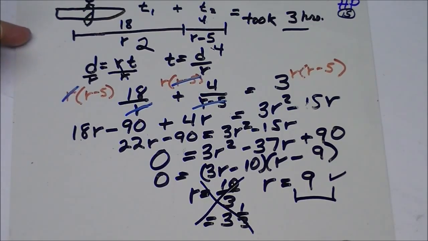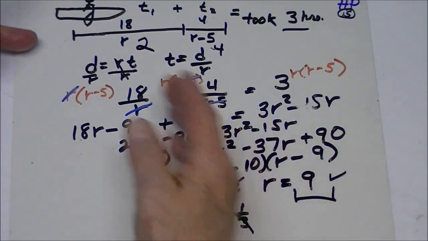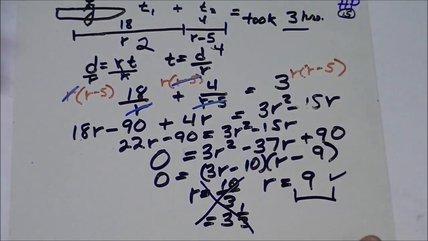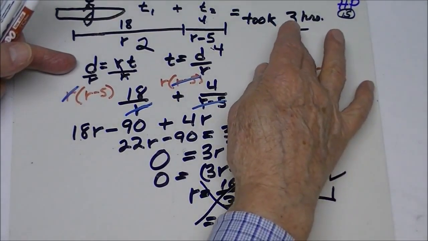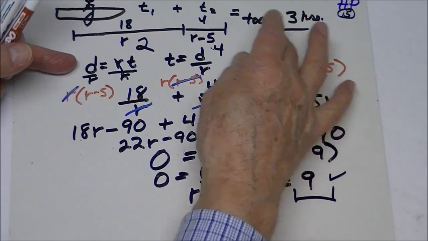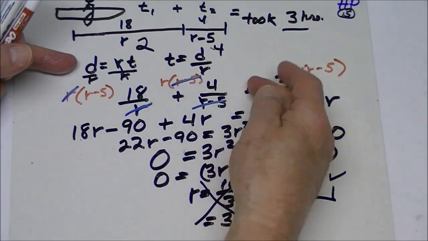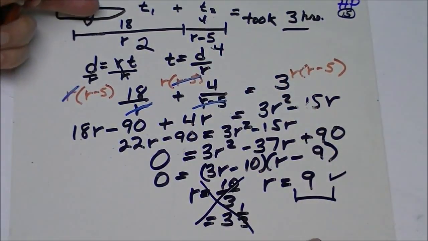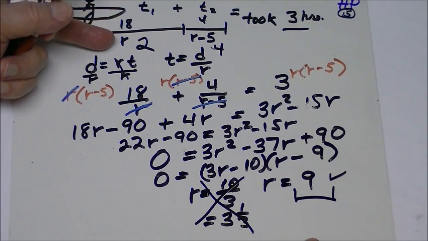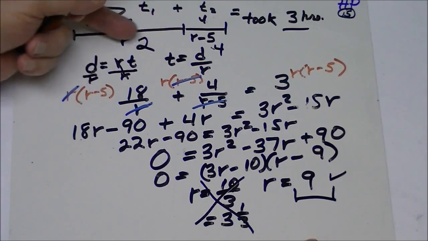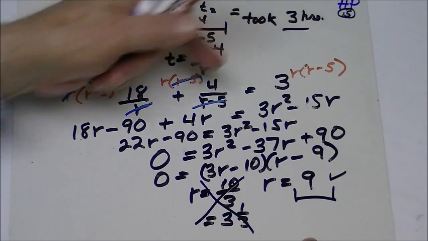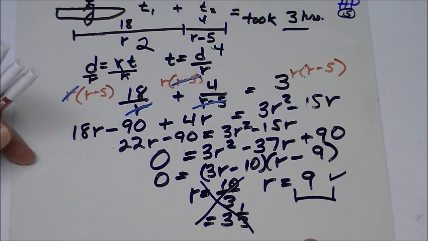So in summary, we made a diagram after reading the problem carefully. We decided on the formula of distance, where we knew the total time, and if we solve for time, time is distance divided by rate. And if we added these two times together, it equals 3 hours.